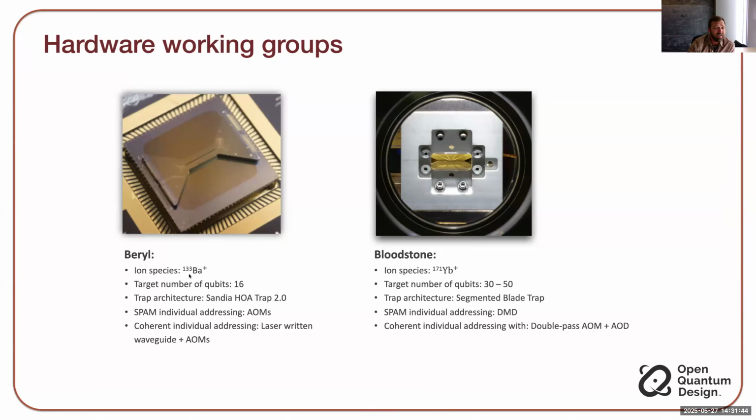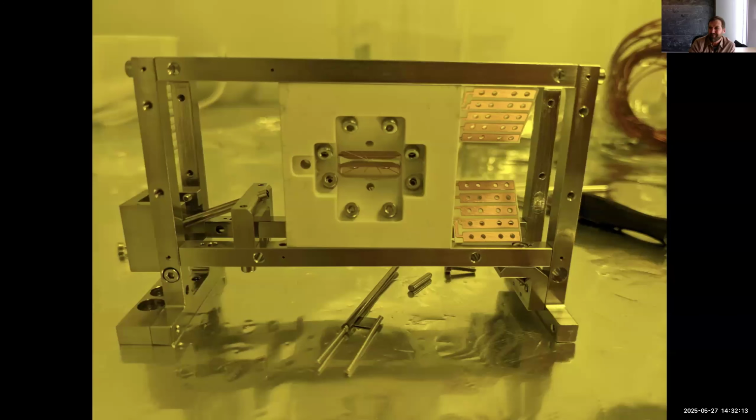The barium ion groups have this trap that's been manufactured by Sandia National Lab. But the ytterbium device is 100% manufactured here. It's called a segmented blade trap. And so this is more like the picture I showed you with the ions floating at the edges of these blades. So this is a machine that we're hoping, on the control side of things, will be able to handle 30 to 50 ions.